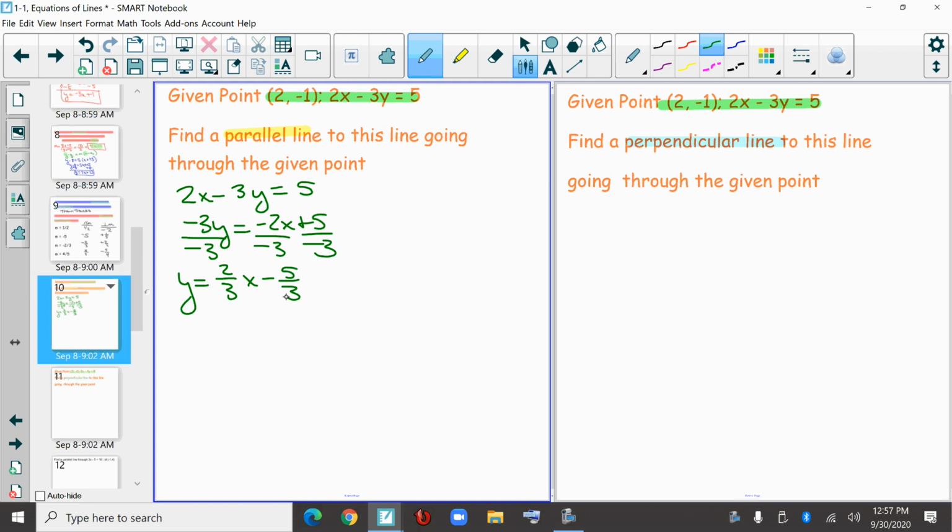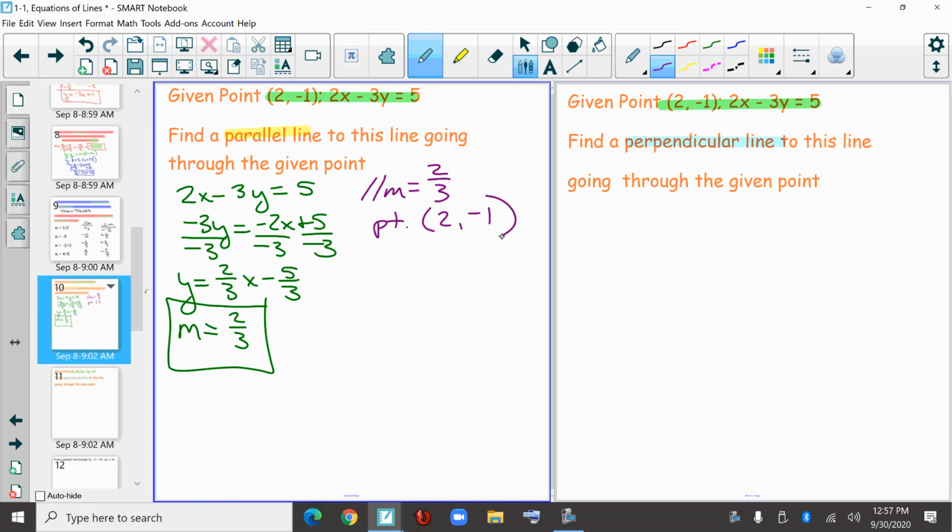Now remember, I said I wanted to find the slope out of that equation. So the slope of this line is 2/3. Okay, well that's super important because now I want to know what the parallel slope is. Parallel means the same, so I have 2/3. And don't forget, I'm now going to use the point that they gave me, (2, -1). Okay, let's switch gears.